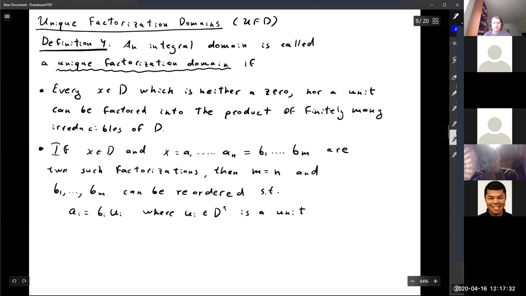Now, this means that factorization is essentially unique. And essentially means that, of course, you can reorder the factors and you can also multiply them by the units.